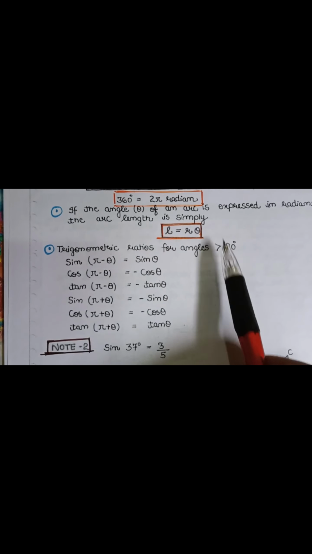Now let's look at the trigonometric ratios for angles greater than 90 degree. Sine of pi minus theta is equal to sine theta. Cos of pi minus theta is equal to minus cos theta. Tan of pi minus theta is equal to minus tan theta, and sine of pi plus theta is equal to minus sine theta. Cos of pi plus theta is equal to minus cos theta. Tan of pi plus theta is equal to tan theta.